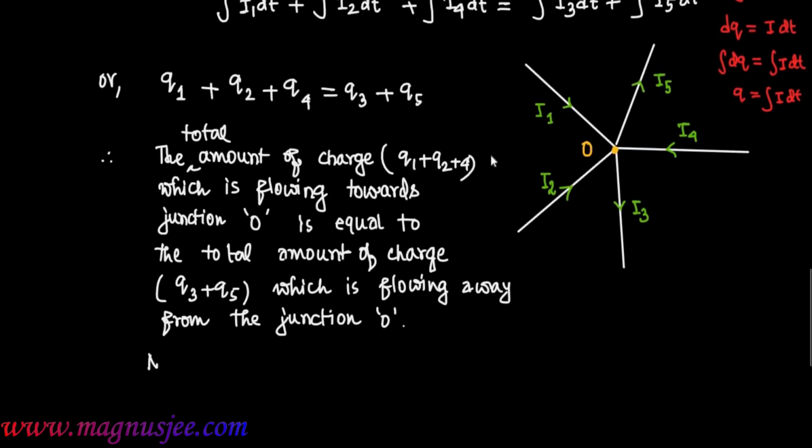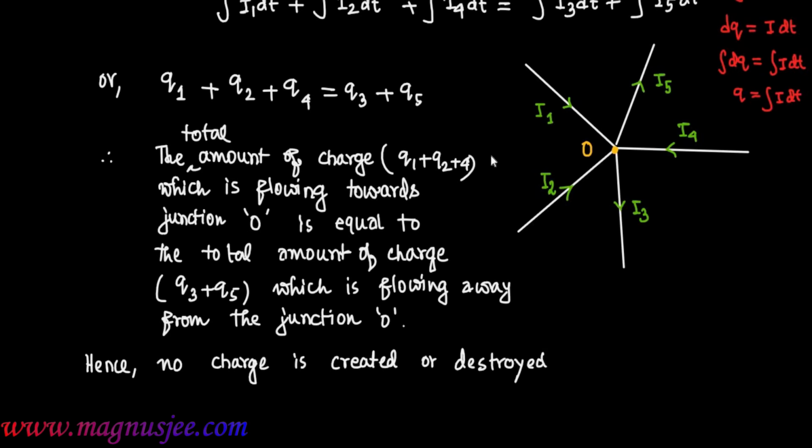The total amount of charge which is flowing towards the junction O should be equal to the total amount of charge which is flowing away from the junction O. Hence, no charge is created or destroyed at the junction O.